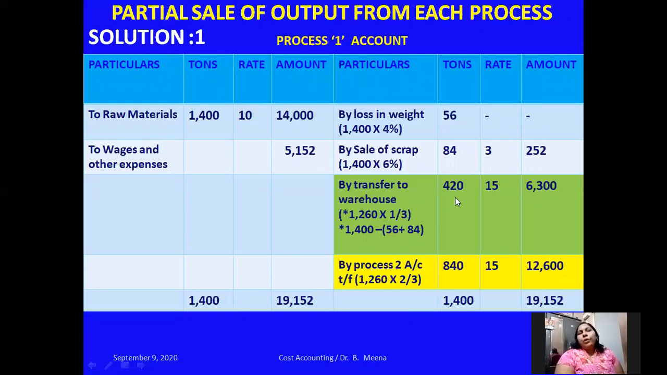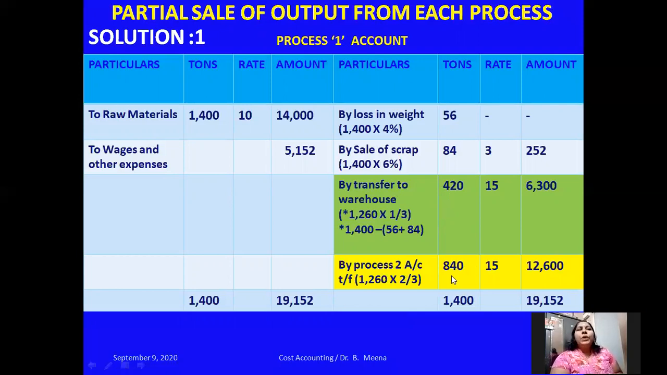So you will get 420. First you will fill up this particular tons column. Then, by process 2 account, out of 1260, 420 I am going to transfer to warehouse. Again, I'm repeating, out of 1260, I am going to transfer to warehouse to the extent of 420 tons.